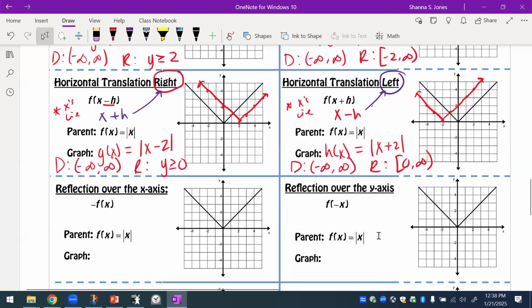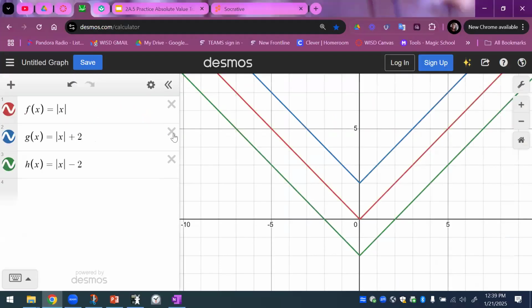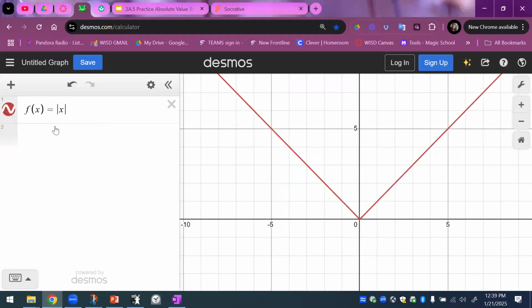All right, now we're going to talk about reflections. So for reflections, before we do it, we're going to go back to our Desmos, okay? I'm going to change these. Our parent function is still the absolute value of x, okay? Now we're talking about reflections. How is reflecting this going to change?